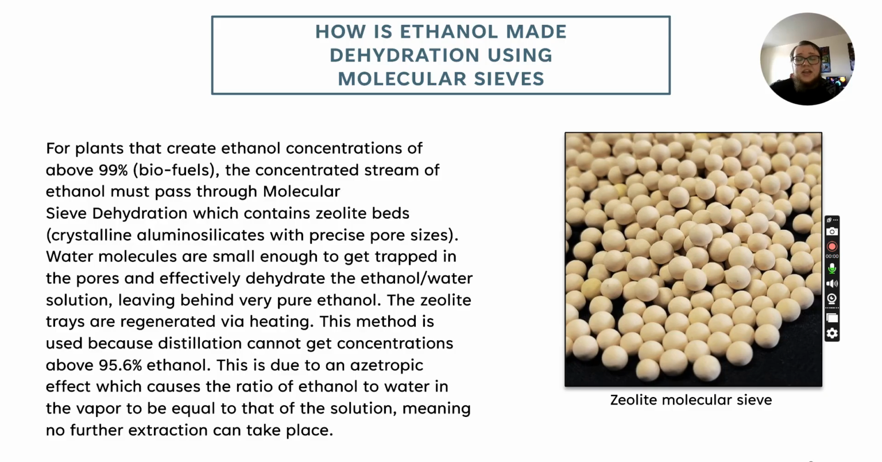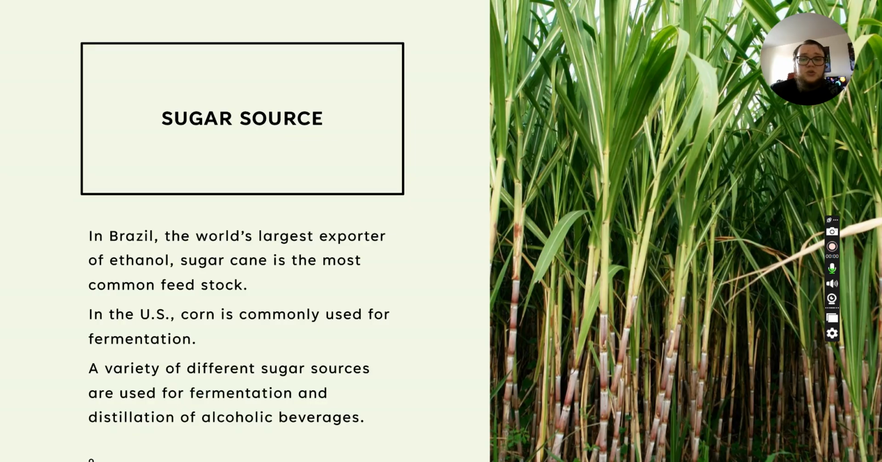The method of distillation cannot get above 96% due to the azeotropic effect, which causes the ratio of ethanol in water to vapor to be equal to that of the solution, meaning if you need above 96%, you have to use this process. What are the sugar sources?